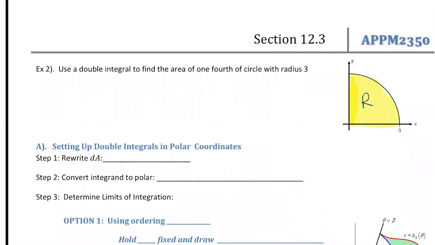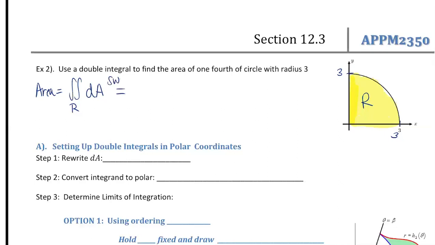Okay, so let's do a basic example. We know if this is a circle of radius 3, the total area is pi r squared, so it's going to be 9 pi, so this should just be a quarter of that, so 9 pi over 4. Let's see how we can show this, or think of this in terms of a double integral, just to practice before we move on to double integrals that actually have volumes or other integrands other than just dA.